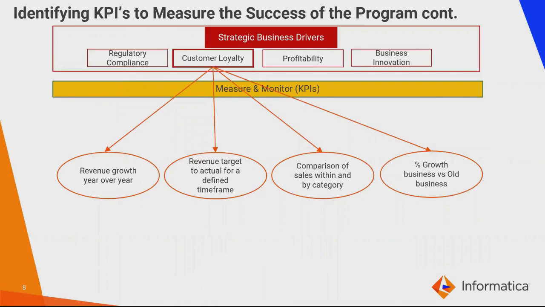For customer loyalty, it can be revenue growth over year, revenue target to actual for a defined time frame, comparison of sales within and by category, percentage growth of new business versus old business. There can be more depending on the criteria that you want to monitor as a KPI and measure it over a period of time and track the success of the program.